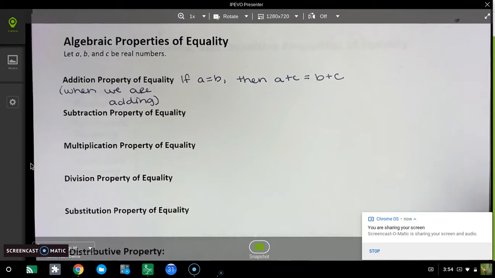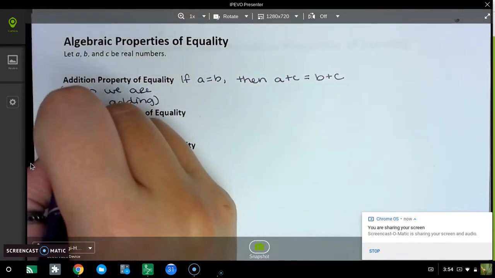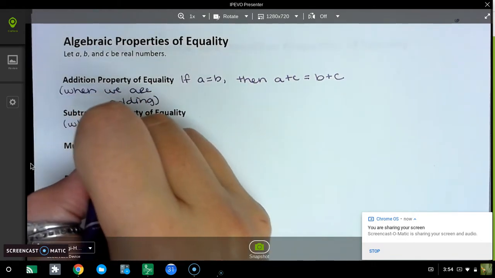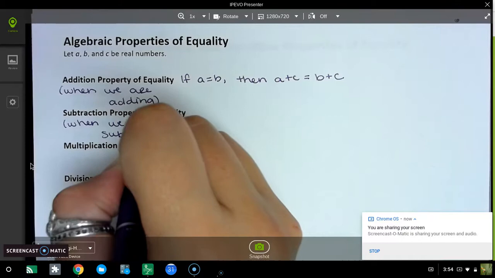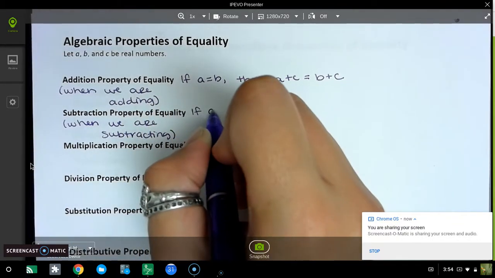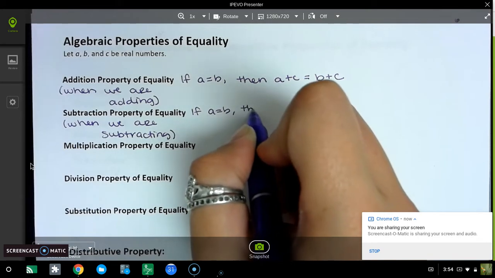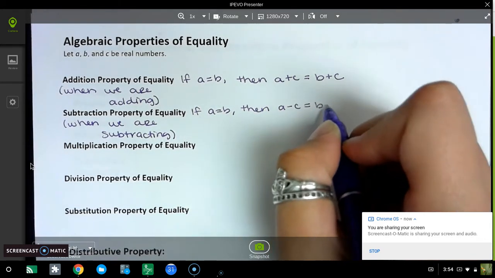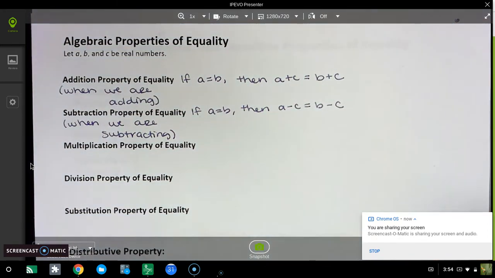Subtraction property of equality. I'm sure you could figure this one out. When we are subtracting. Okay, so this one, if A equals B, then yes, you guessed it, A minus C equals B minus C.